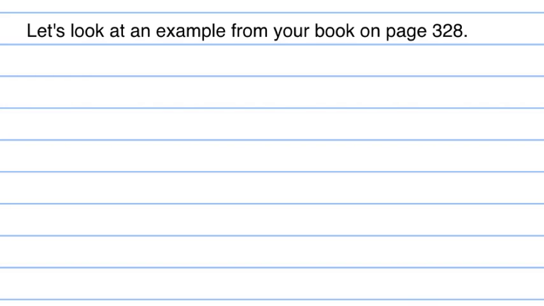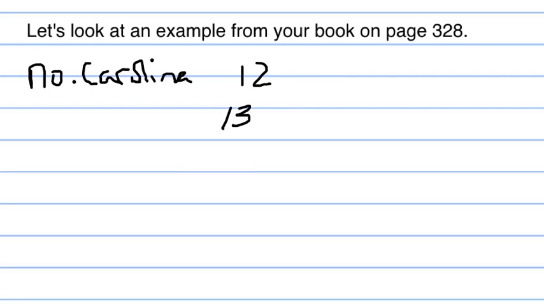This example is finding a percent of increase, and it doesn't really have anything to do with the retail business world, but it does have something to do with government. It states in the problem that in the 1990s, North Carolina had 12 seats in the House of Representatives, and in the 2000s, the number of seats increased to 13. So it wants to know what is the percent of increase of the number of seats.